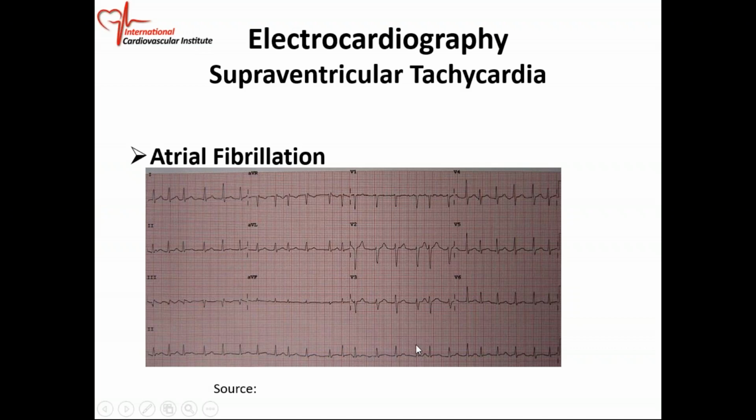Okay? There is no fixed interval. Every beat, the interval is different. So when you get a 12 lead EKG like this, where the R to R is irregularly irregular, there's no regularity to it, and there's no discernible P wave on the baseline, and you probably get fibrillatory waves. Okay, there's no organized P wave.